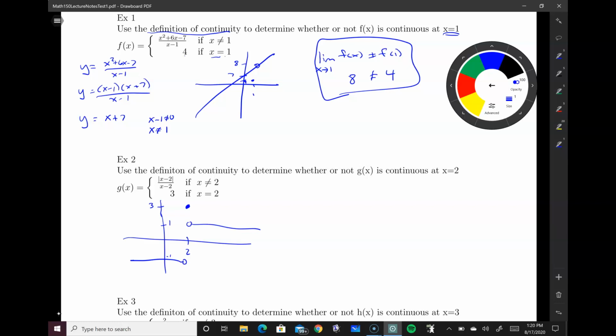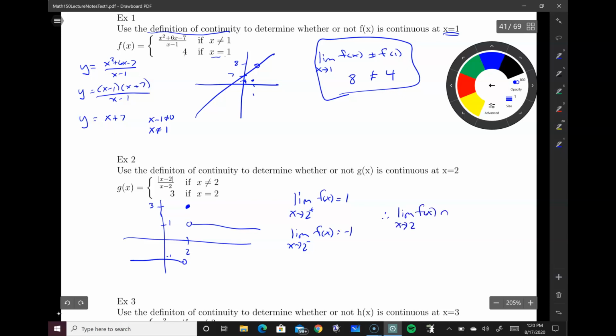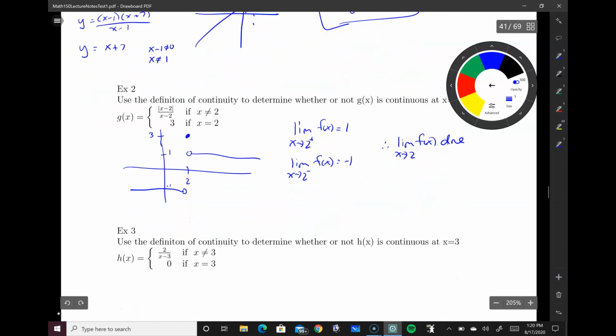It jumps. So I'm going to take the limit as x goes towards 2 from the positive side, and that equals 1. And if I take the limit as x goes towards 2 from the negative side, that's -1. Therefore, the limit as x goes towards 2 of the function does not exist. That makes it discontinuous.